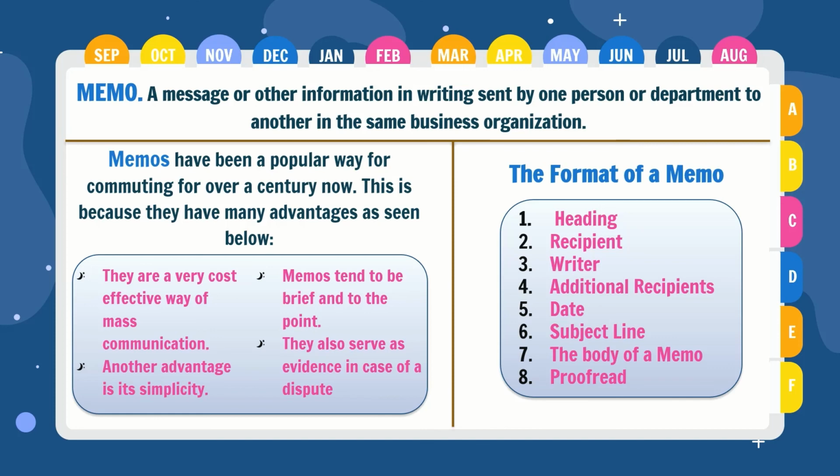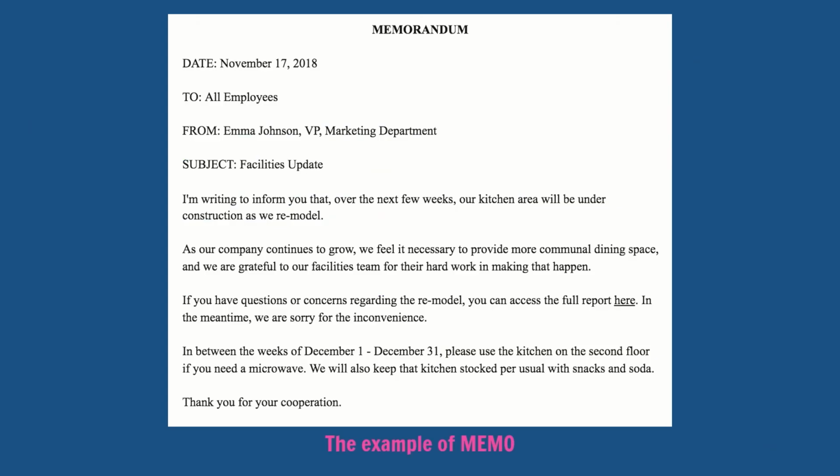A formal salutation is not required in a memo. Just relay the necessary information with clarity and precision. The body must not be too long. The ending must restate the issue and end on a positive note. And last but not least is proofread. Finally, proofread the memo before you send it. As you can see, this is an example of a memo.